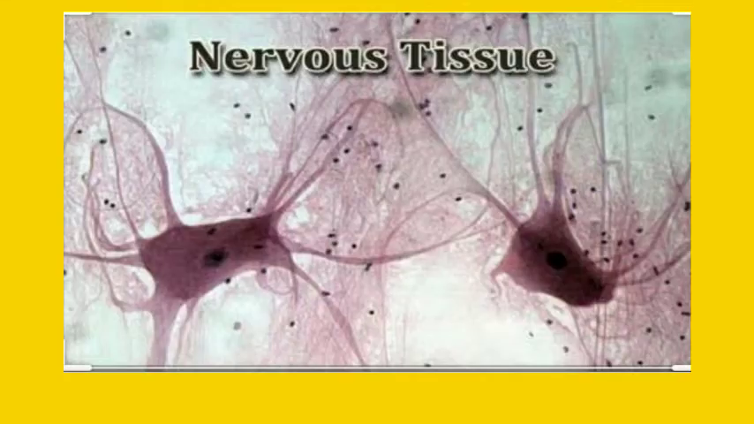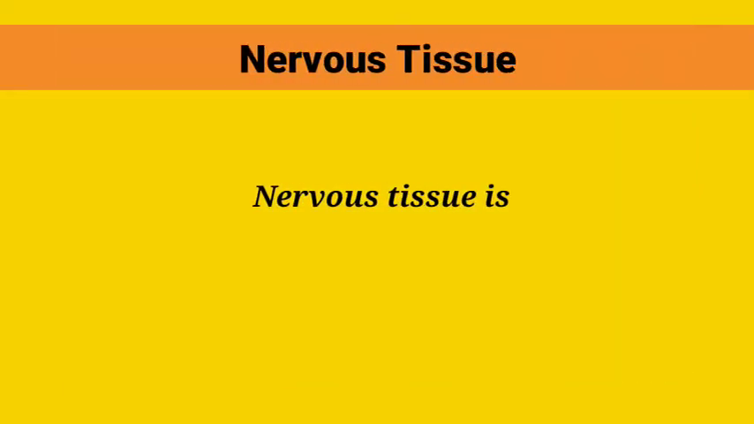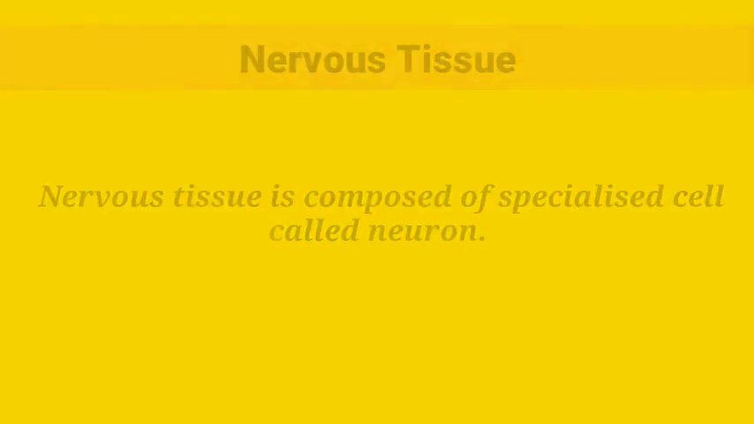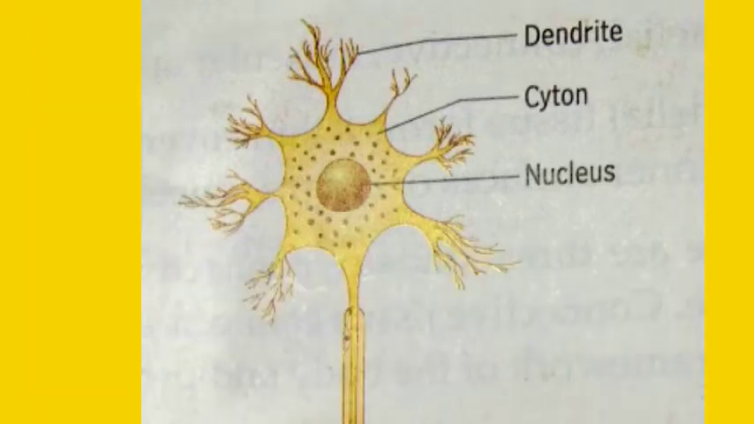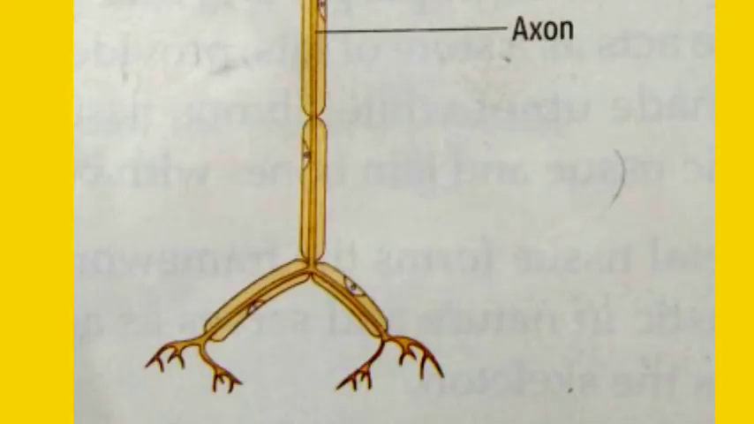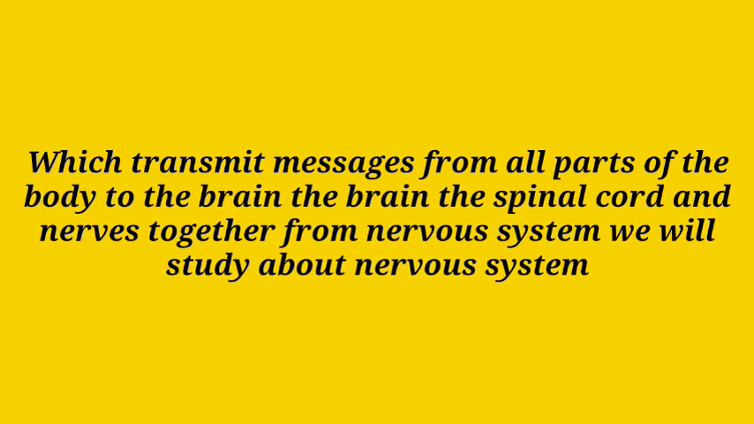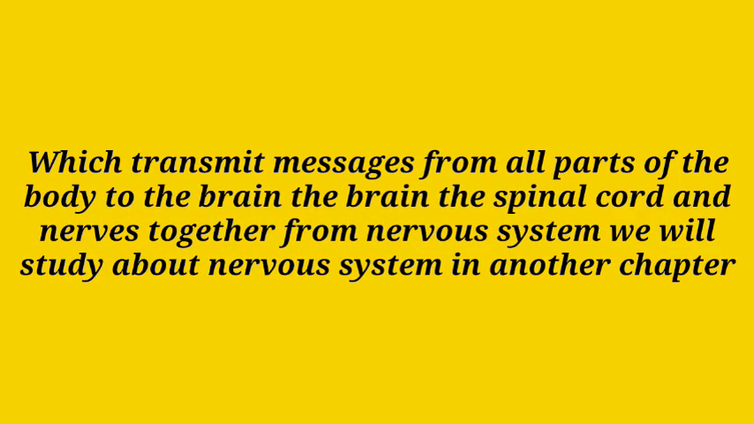The last part of animal tissue is nervous tissue. Nervous tissue is composed of specialized cells called neurons, which transmit messages from all parts of the body to the brain. The brain, the spinal cord, and nerves together form the nervous system. We will study about the nervous system in another chapter.